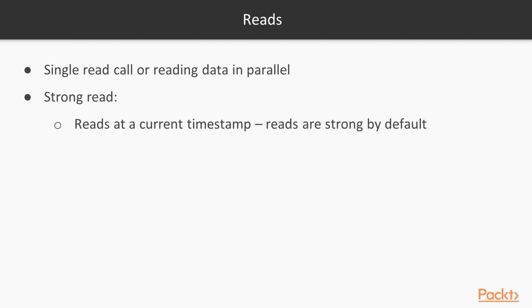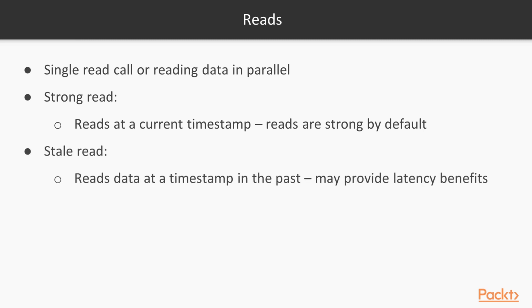Whenever possible, strong reads should be used as they ensure the impact of all transactions up to a certain timestamp and hence make the applications more trustworthy. Stale reads read data at a timestamp in the past. This is especially useful when your application can tolerate stale data but doesn't want high latency. In that case, high performance will be achieved.